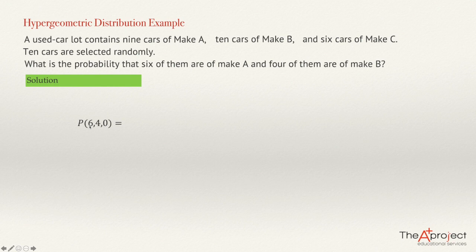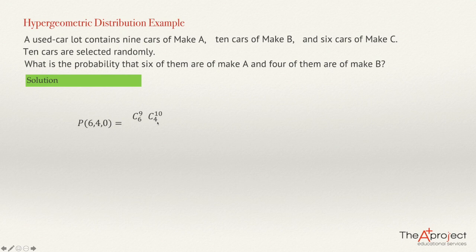6 cars, and these cars are taken from a population that has 9 cars of make A, so it will be 9 choose 6. So this is 6 taken from a population that contains 9, multiplied by the number of combinations of 4 cars taken from a group of 10 cars. See here that there are 10 cars of make B and we are selecting 4 of them. So it will be C 10 4 or 10 choose 4.